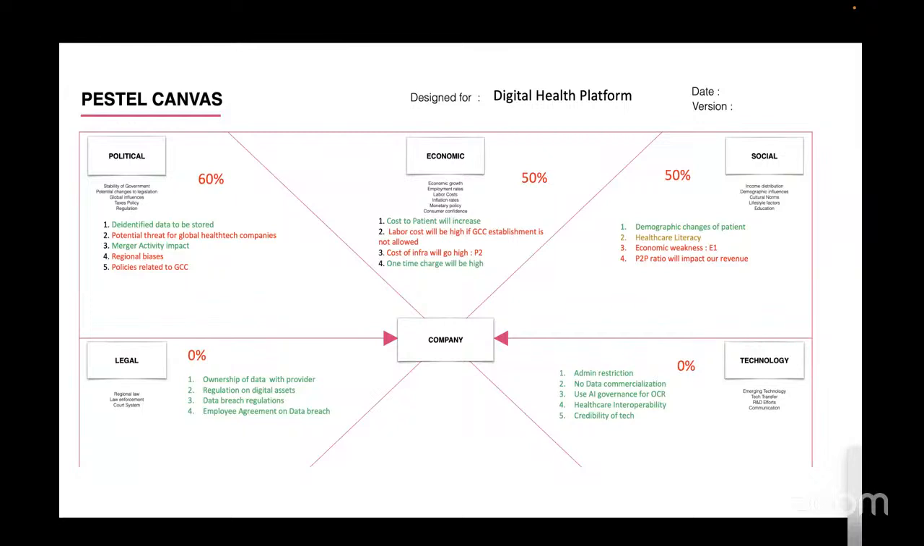Regulations on digital assets. There are certain software licenses and all that we need to be aware of. Also try to understand when the cost increases, when the cost decreases, so what are the different regulations of digital assets. And then we have data breach regulation.